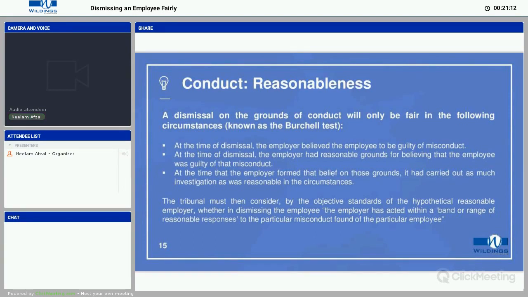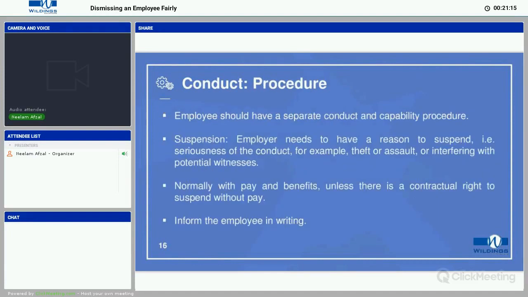Now, when we're looking at the next slide, we're looking at the procedure. So it's recommended that in your handbooks that you have a separate conduct and capability procedure. Now, you start off on some, not all cases, but some cases with suspension. Now, this may be because of gross misconduct. So let's say there's an assault and you've had to suspend someone, but you need to look at what the conduct is, the seriousness of the conduct, and have a good reason. For example, you may be concerned that the individual might interfere with witnesses, which will prevent you from carrying out a thorough and detailed investigation.